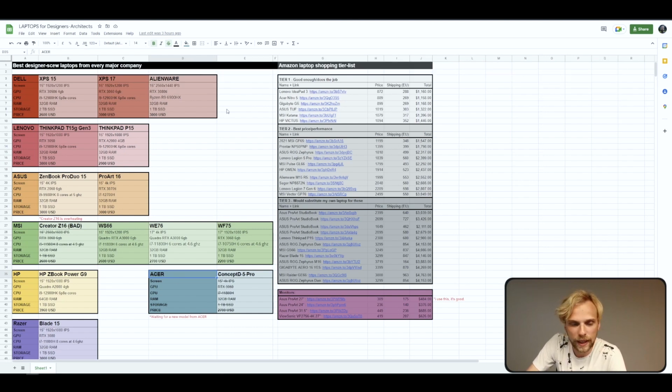And that's that about the left hand side. Then we have the right hand side, Amazon laptop shopping tier list. We have 3 tiers. Tier 1, good enough, does the job. Tier 2, best price to performance ratio. Tier 3, I would substitute my own laptop for these bad boys. And also you have monitors.